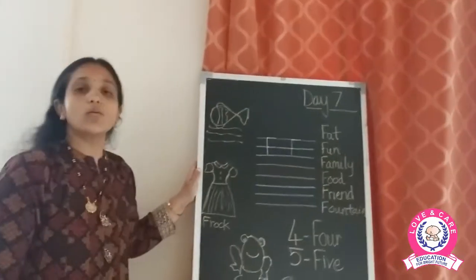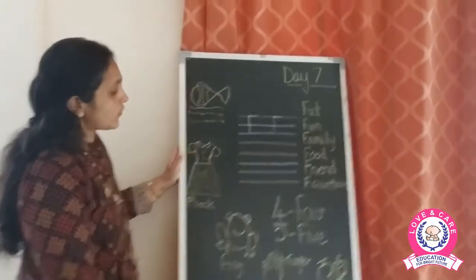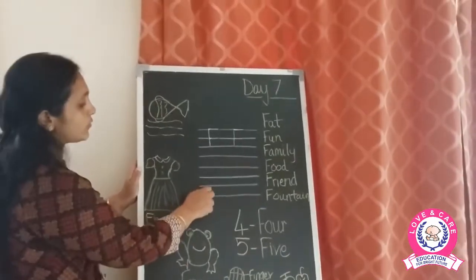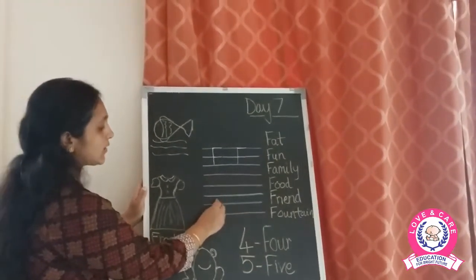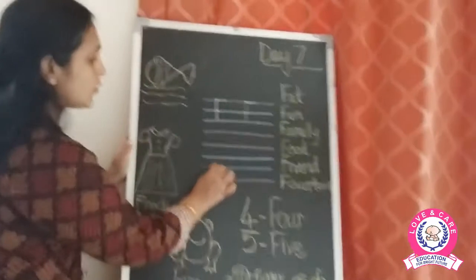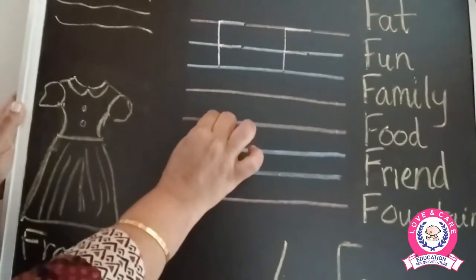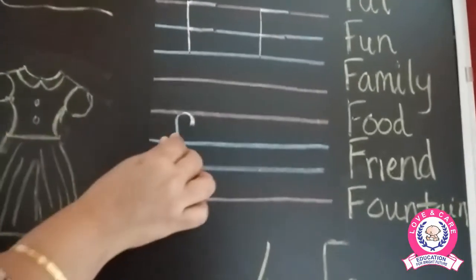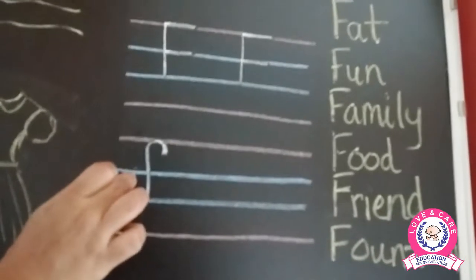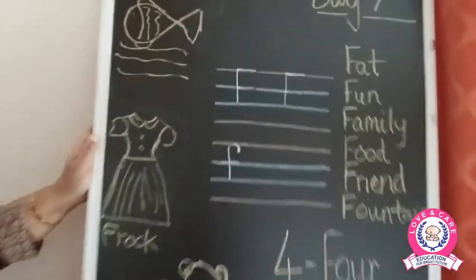Okay children, now we are going to learn the baby letter F. So how will we do it? We will start it from the second blue line. You go up till the red line. And now you just take a little turn like this. And you have to make a slipping line on the first blue line.